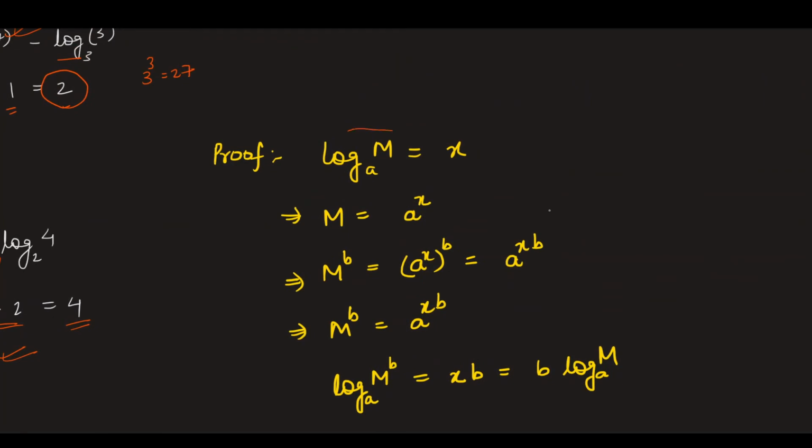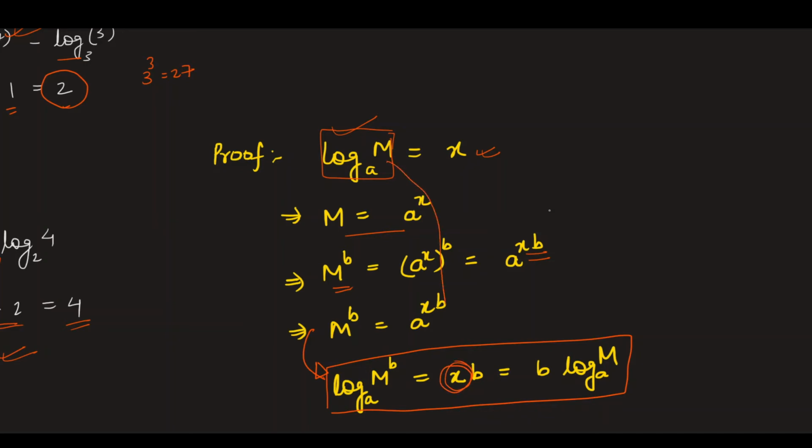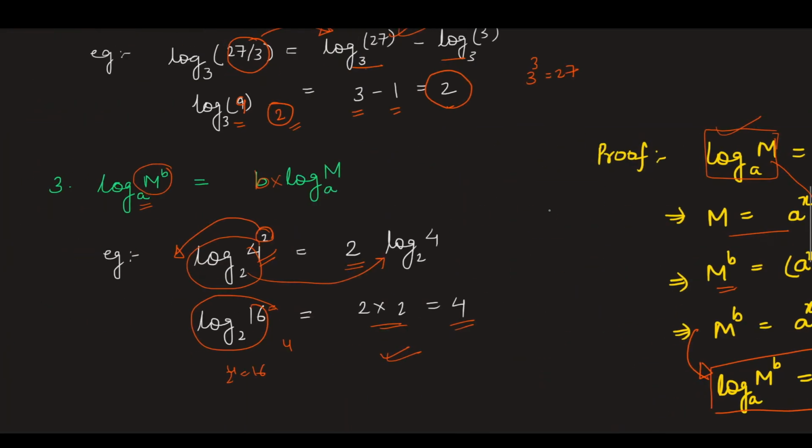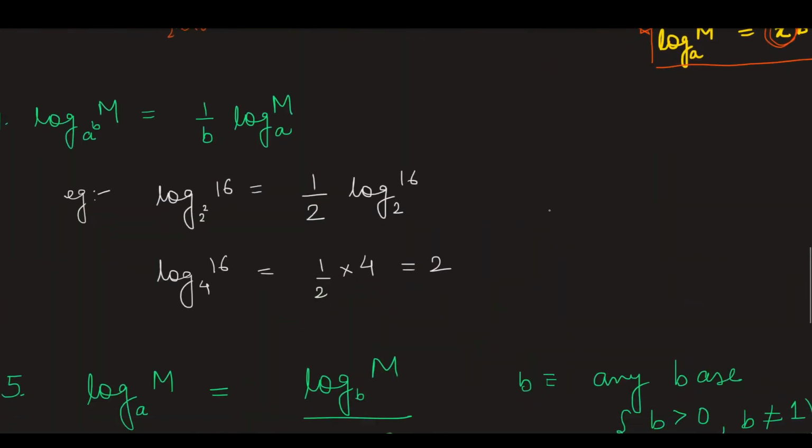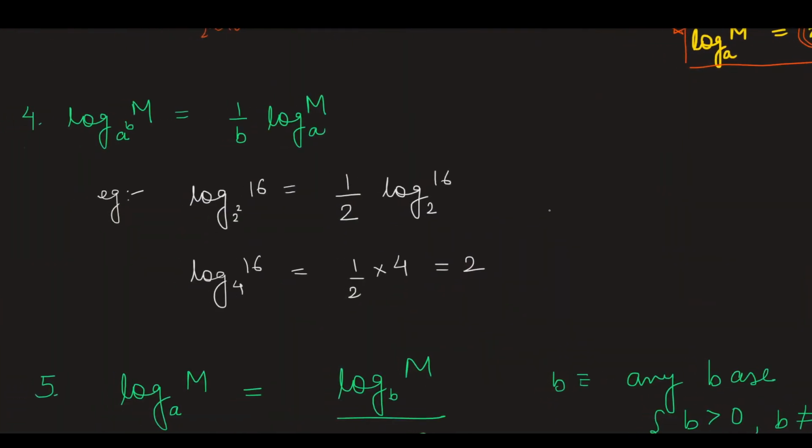Just always let one of the things be x and prove it. So in this case we take log m to the base a equal to x, then m can be written in this form, then raise m to the power of b, multiply b here, then simplify it in the log notation, and we will be getting the final answer by replacing this x from here. Okay, so this is the fourth property.